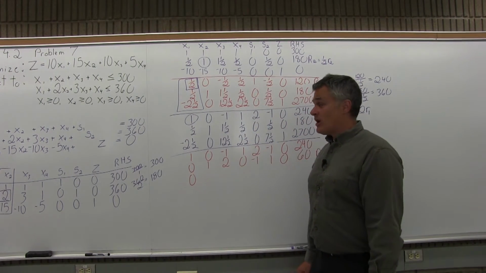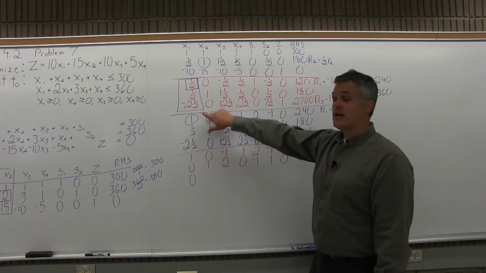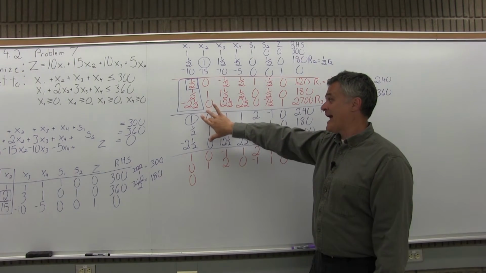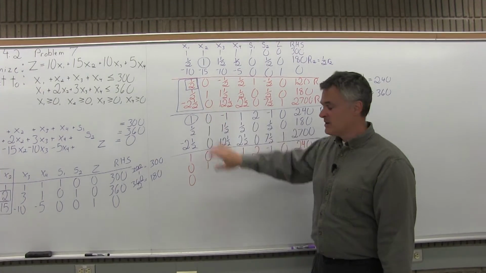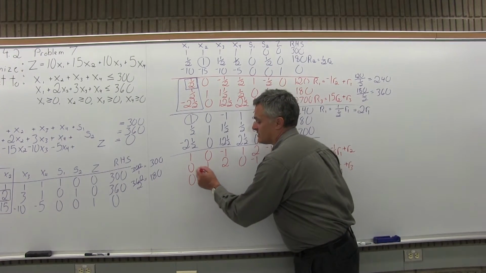The x2 column: 2.5 times row 1 is 2.5 times 0. That gives me an answer of 0. Add the 0 to row 3, so I'm going to add another 0. I do 0 plus 0, I get an answer of 0 for the x2 column.